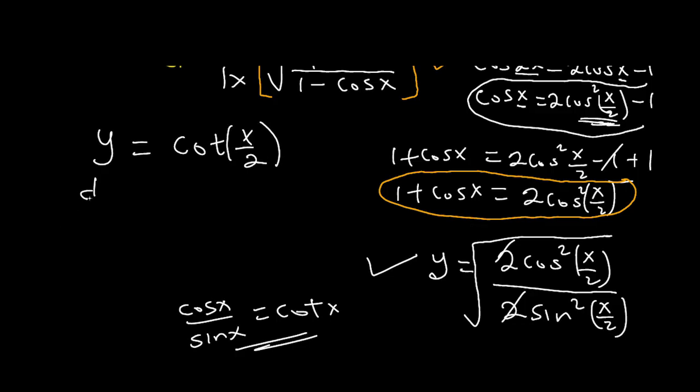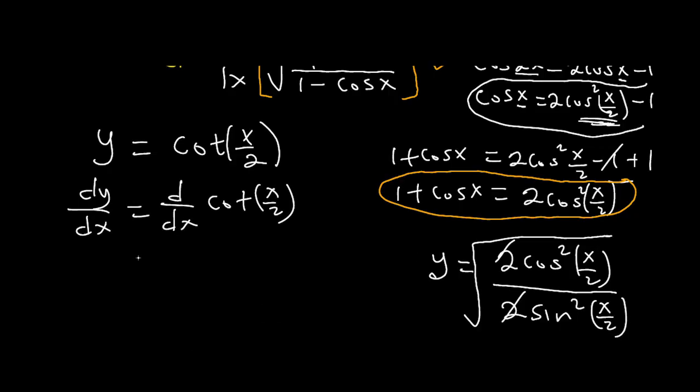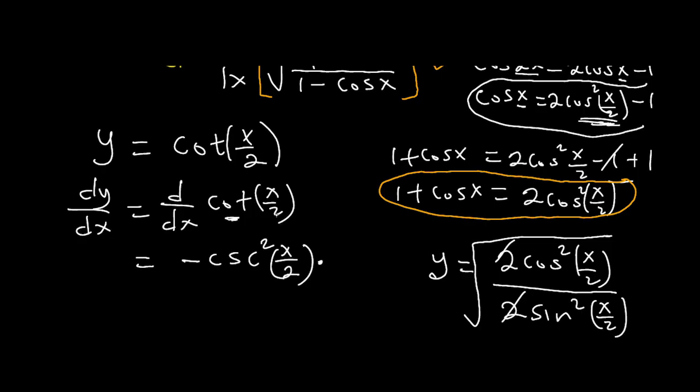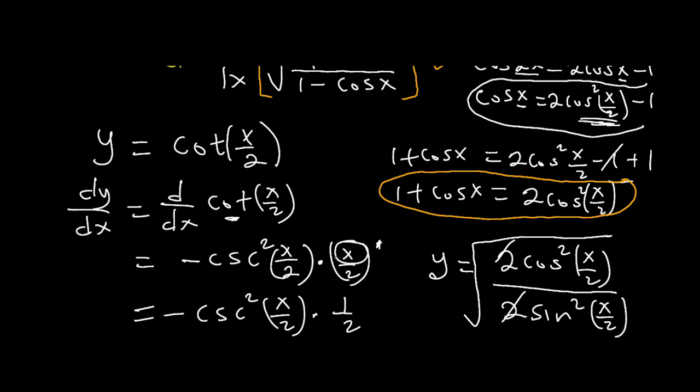Then you can get dy/dx, which will be equal to d/dx of cot (x over 2). When you differentiate cotangent of a function, it's going to give you negative csc squared of that function. And don't forget this is a chain rule, so times the derivative of the composite function, times the derivative of x over 2. That will give us minus csc squared (x over 2), times 1 over 2, because we are only differentiating the x function. You just need to apply further trig functions and get the final conclusion for that question.